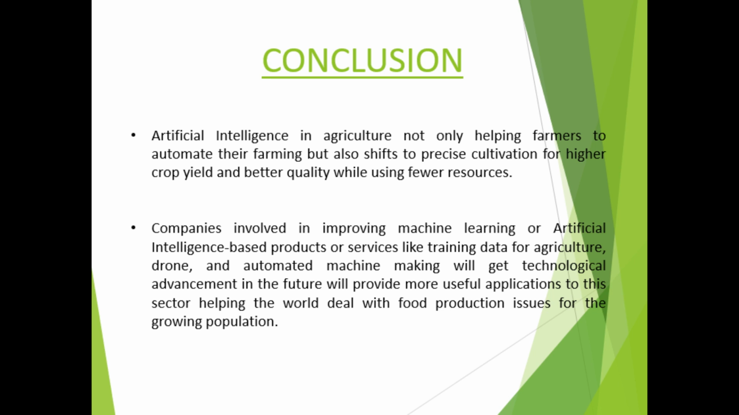AI is not only helping farmers to automate farming but also helping them to shift to precise cultivation for higher yield. Companies involved with the advancement of machine learning and artificial intelligence are getting better day by day. But currently the computation power of even the most advanced AI robot is comparable to an earthworm. So people don't have to get scared by the name of AI.